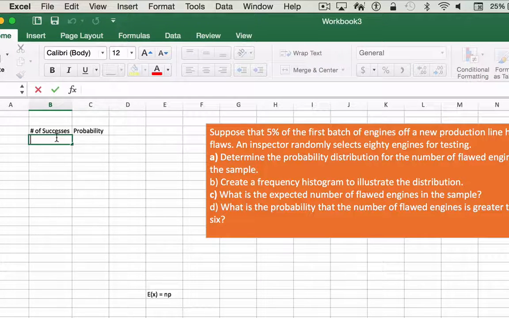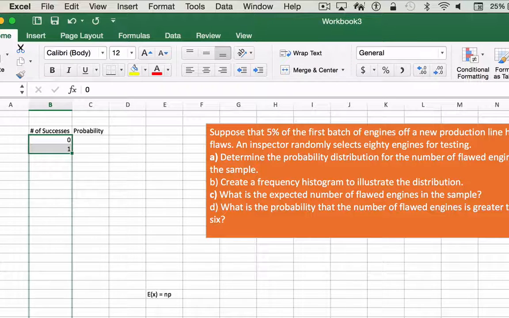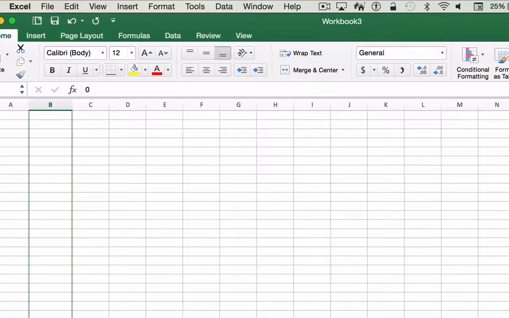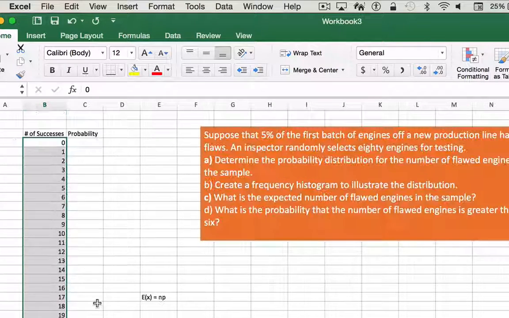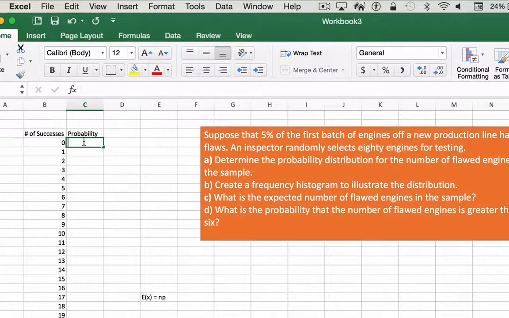So we can have as few as 0 successes and as many as 80. And by success, I mean failure. So we're going to consider the number of failures as the number of successes in this case. I'm going to cursor down, drag this down to 80. And the probability, what I'll do first is I'm going to format this as a table.